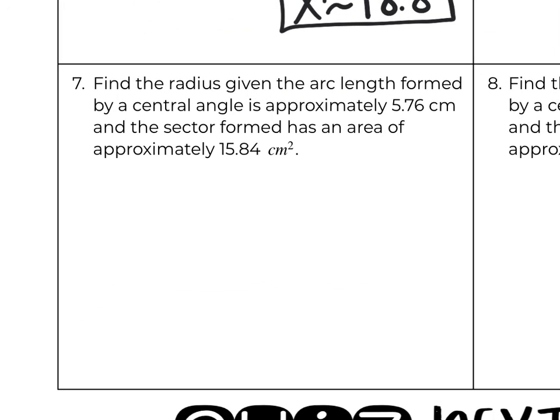On 7 and 8, it says find the radius given the arc length. So we're given the arc length by a central angle.